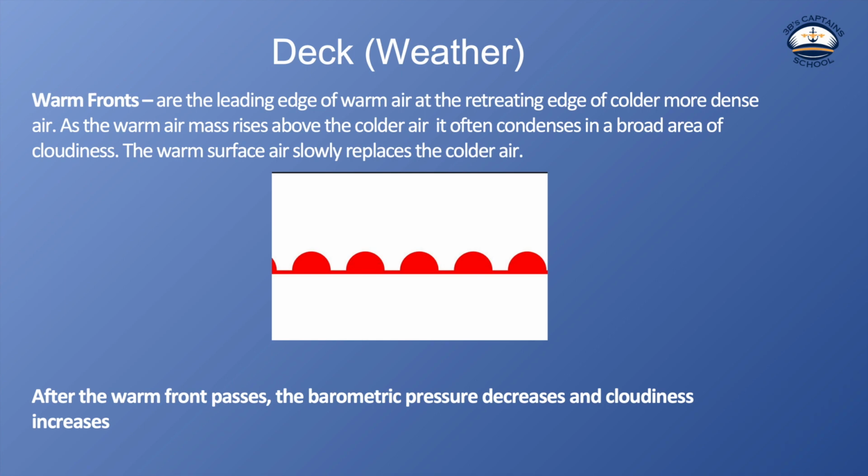When a warm front comes in, it comes in over top of the cold air and then just overtakes it. How warm that warm air is will dictate how quickly it overtakes that cold front. So as a warm front passes, barometric or atmospheric pressure decreases and cloudiness increases. The way to remember this: cold air is more dense, heavier, more pressure, usually better weather. Warm air, low pressure, because it's not as dense as cold air, and worsening weather.